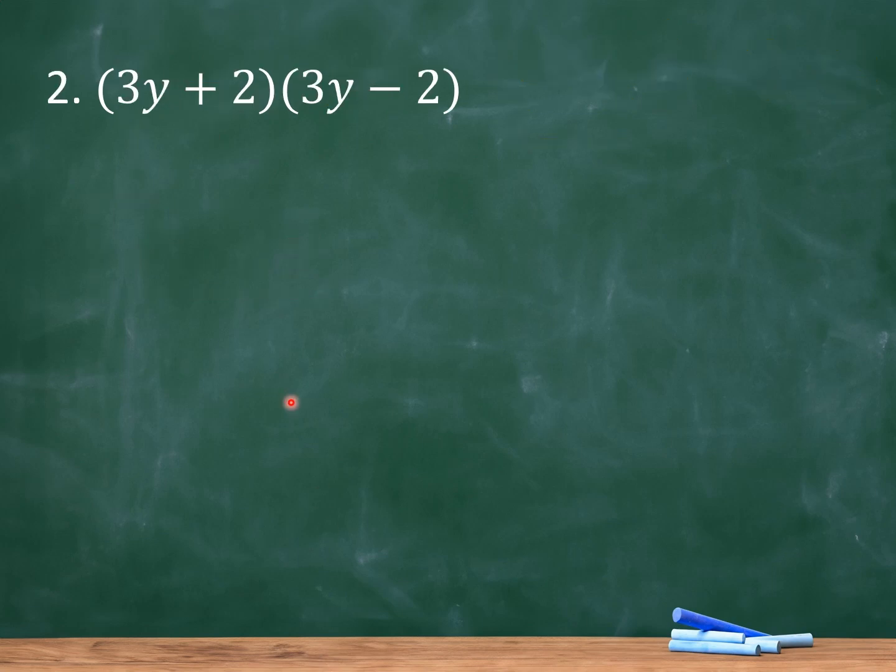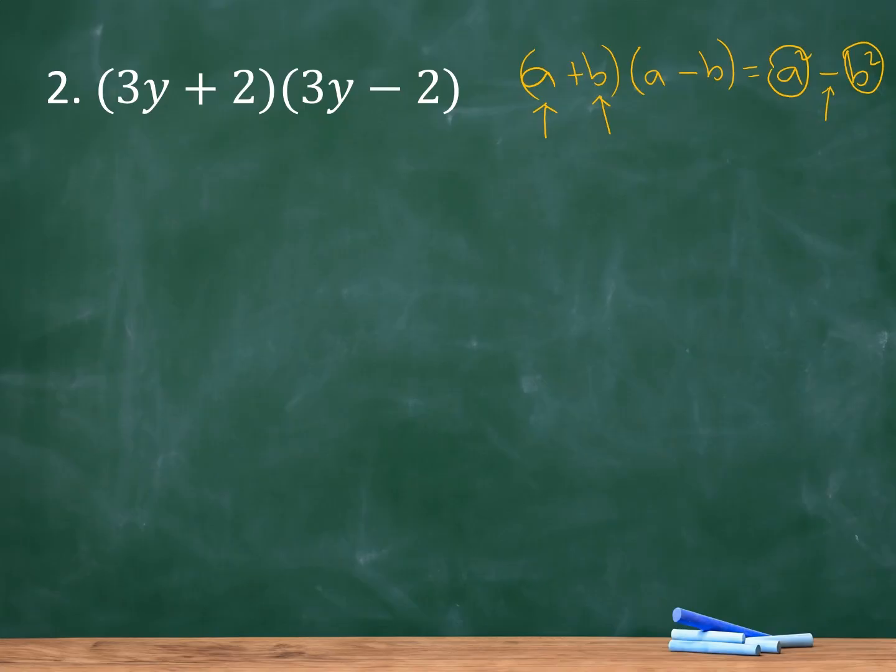Example number 2. 3y plus 2 times 3y minus 2. To solve this, we will use the pattern a plus b times a minus b is equal to a squared minus b squared. Again, what we will do is we will square the first term, that's a squared, and we will square the second term, that's b squared, and then we will put a minus in between them.